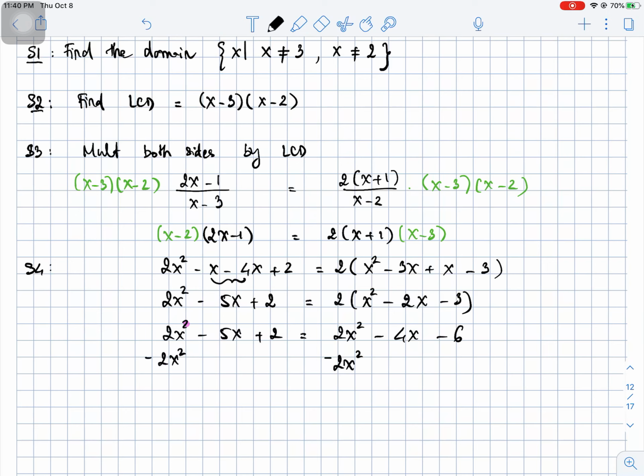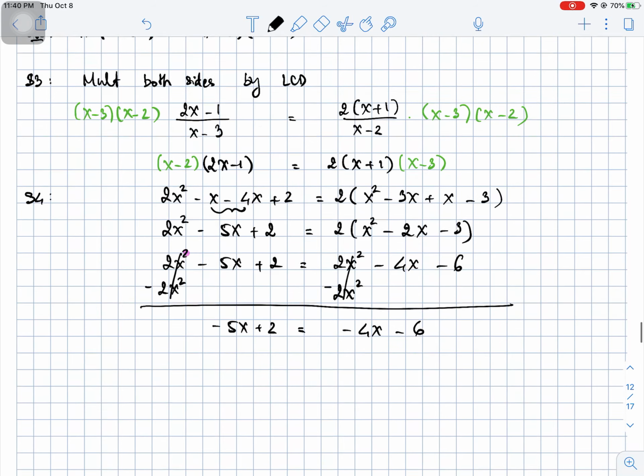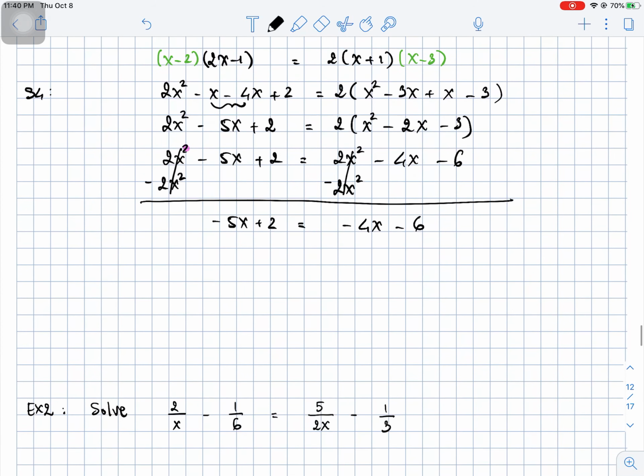Now we see that we have the x squared on both sides, so we are thinking about a quadratic equation. We need to make one side 0. We will get rid of the x squared. We subtract 2x squared from both sides, and we can see that the x squared is gone. Now we don't have a quadratic equation anymore. We have a linear equation, meaning the exponent of x is 1.